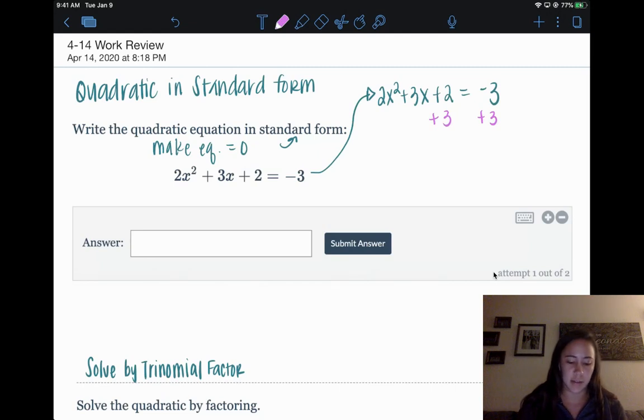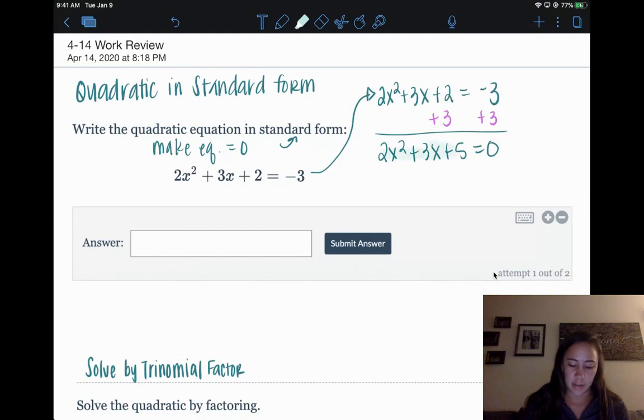I'm going to write it directly underneath this 2 because it's just a constant. I'm going to change colors back, and that gives us 2x squared plus 3x plus 5 is equal to 0. So now our equation is equal to 0. This is exactly what I want to enter in as my solution for my answers. If you guys have a question on how to enter that in, just let me know. It's pretty simple, easy enough to add in. So that's just writing things in standard form: get everything to one side, making your equation equal to 0.